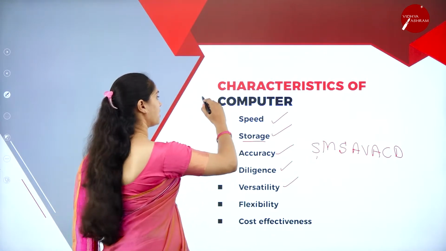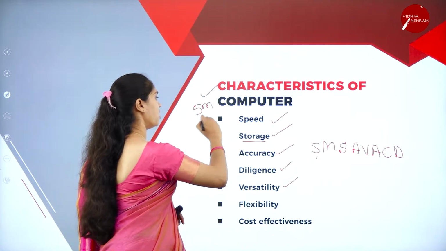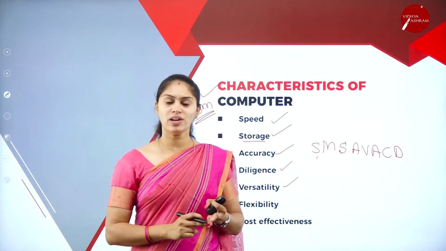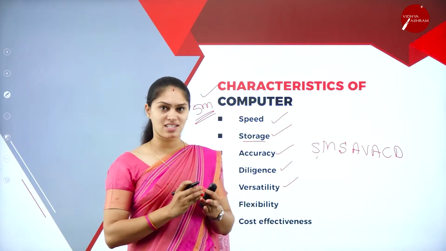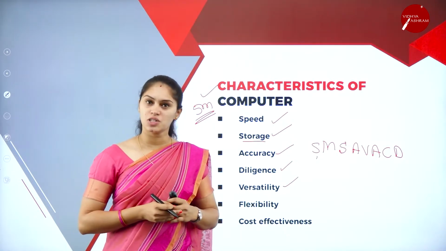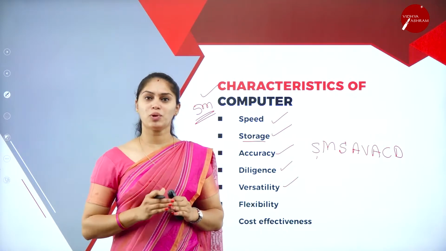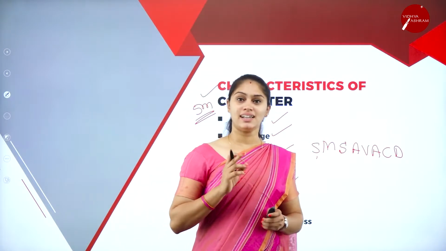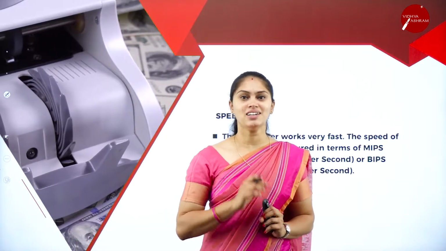So these characteristics of a computer are important for a 5 marks question. So what are the characteristics? It can store, it can memorize, and it has speed, it can work automatically, and then it is versatile in nature and it produces the data accurately, and it is cost effective, and then diligence. So we'll see the characteristics one by one.